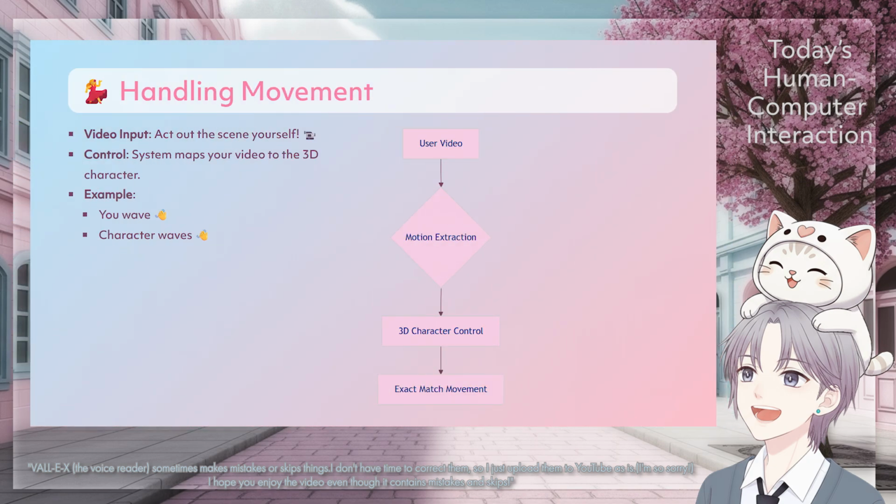But wait, there's more. The coolest part is how they handle movement. You can actually take a video of yourself acting out a scene. And the system uses that video to control the character in the movie. So, if you wave your hand, the character waves the hand exactly the same way.